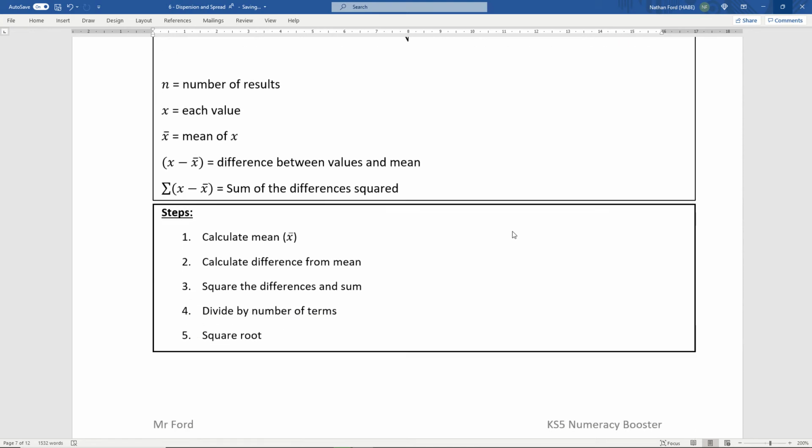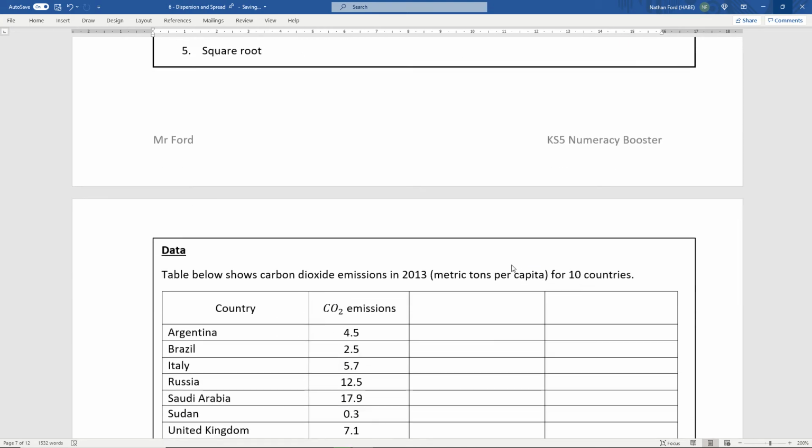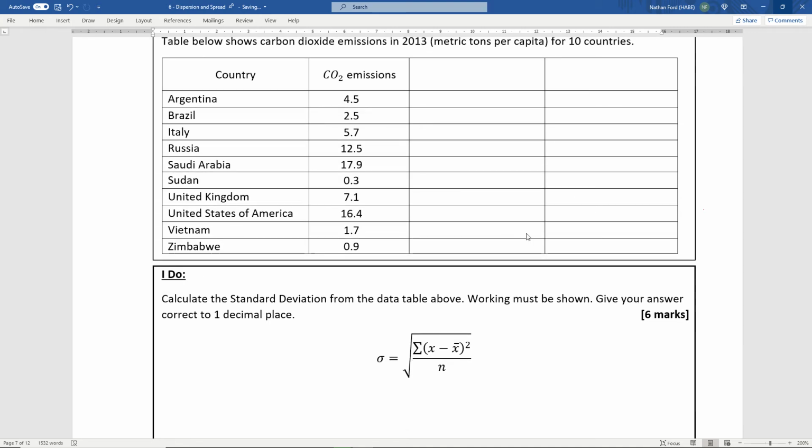So we've got steps here, but let's have a look at our first question. Here is a table below, which shows carbon dioxide emissions in 2013. What we want to do is calculate the standard deviation. So if we look at our formula, what's our n value? Well, our n value is 10.